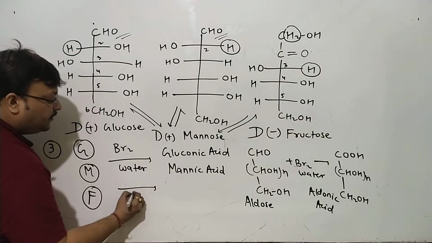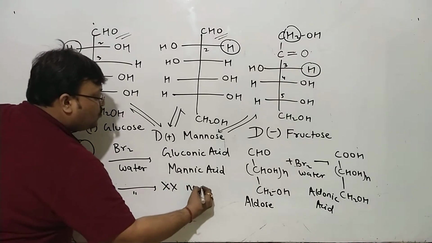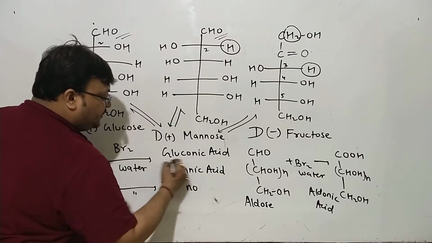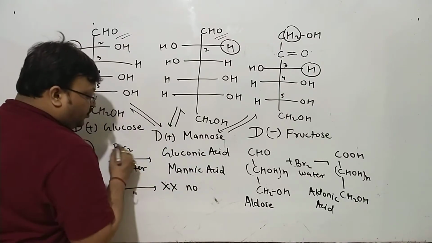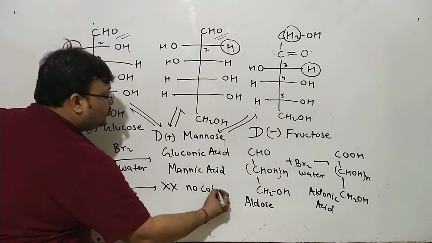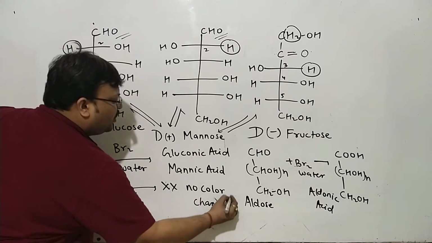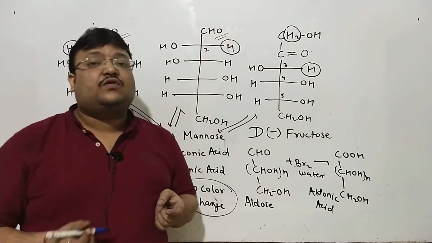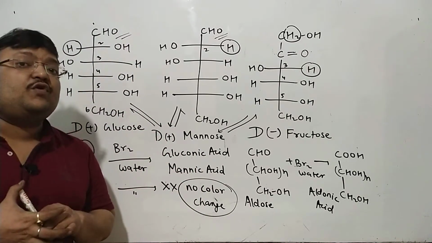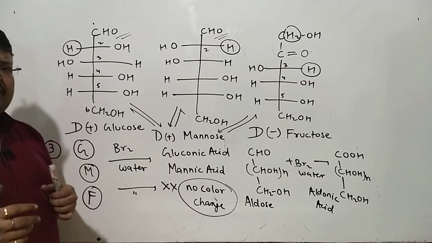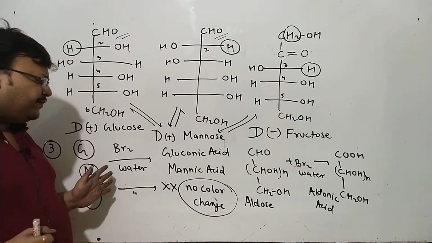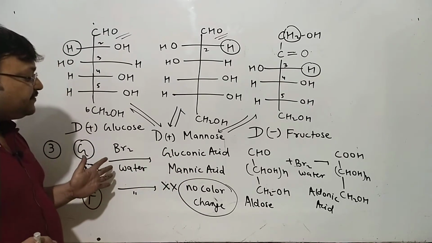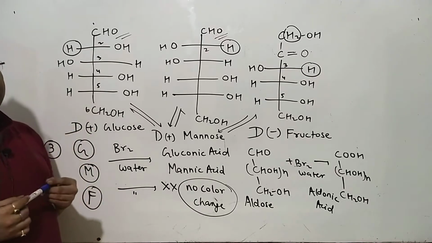Fructose with bromine water, no change in color. Naturally, with bromine oxidizing in this reaction, bromine water will lose its color. Fructose, no color change. And this is how you can differentiate glucose, mannose and fructose. It's a popular difference. Glucose and mannose will give a positive bromine water test. Bromine water will get decolorized. Fructose will give a negative test. Bromine water will not get decolorized.